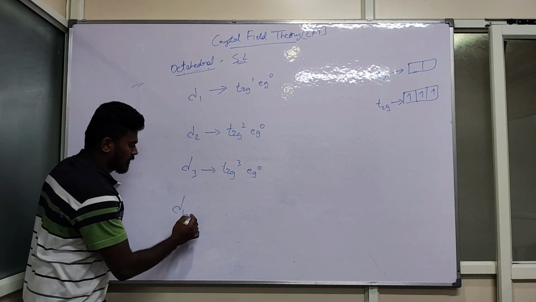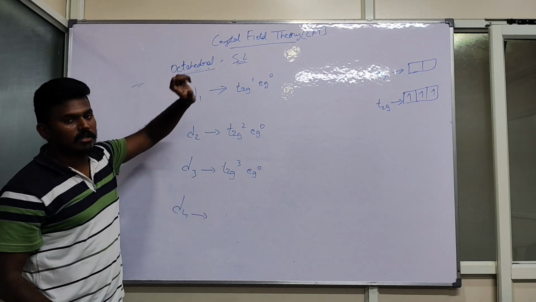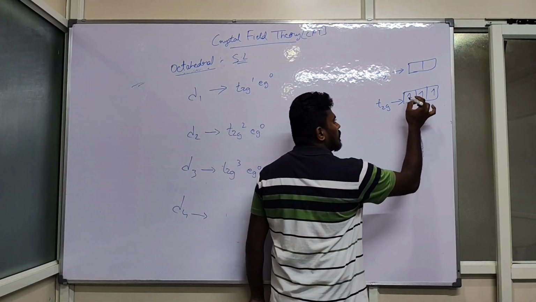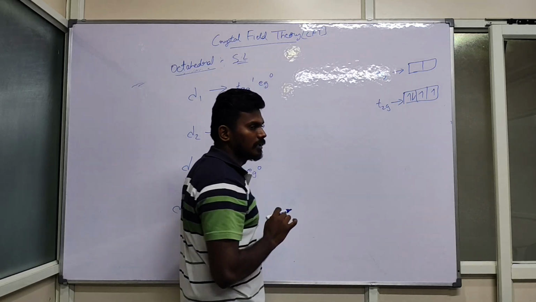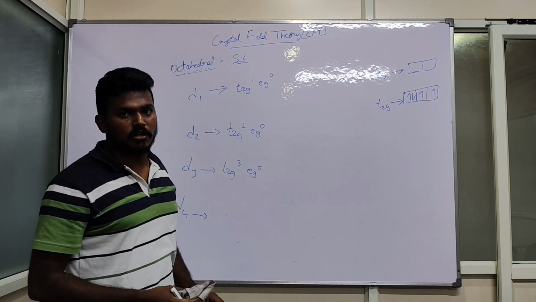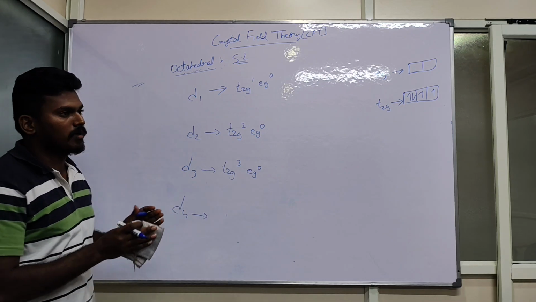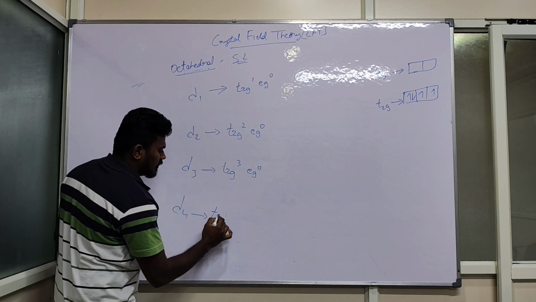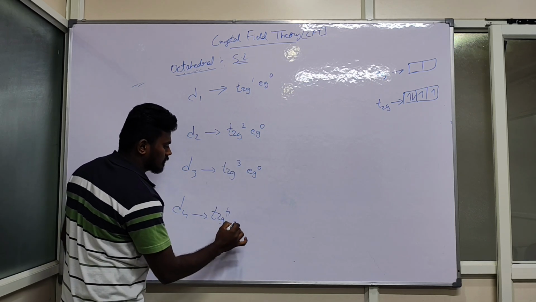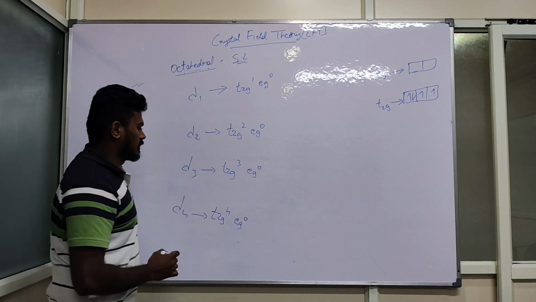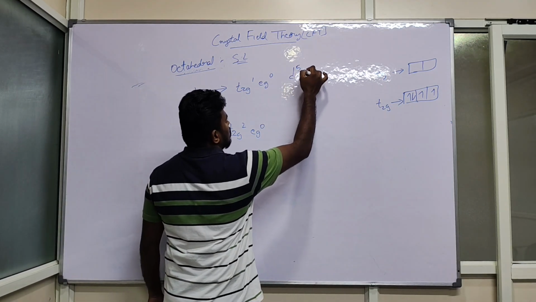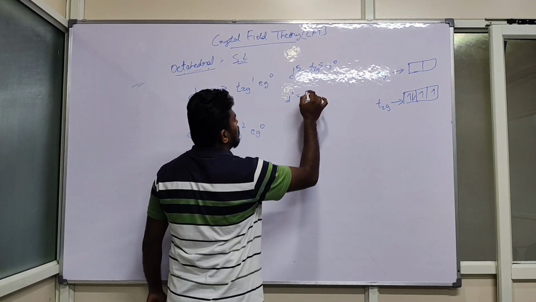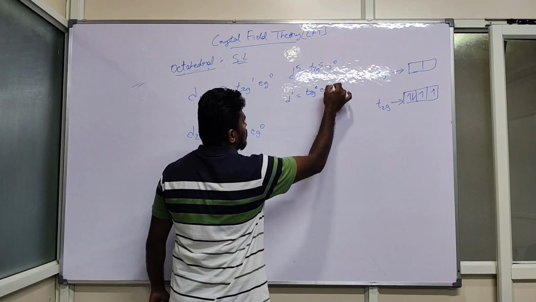Now for the d4 configuration, here the strong field ligand is approaching. So in the d4 configuration, the fourth electron will enter the t2g orbital only. It does not shift to the eg orbital, as the splitting will be higher. Clear? So for the d4 configuration, t2g will have 4 electrons and eg will have 0. Likewise, for d5 configuration, you will have t2g of 5, eg will be 0.